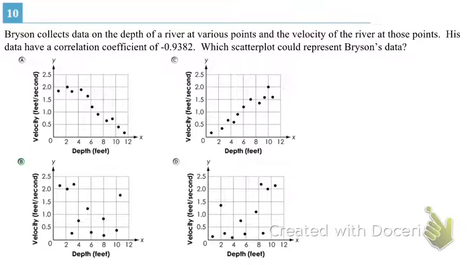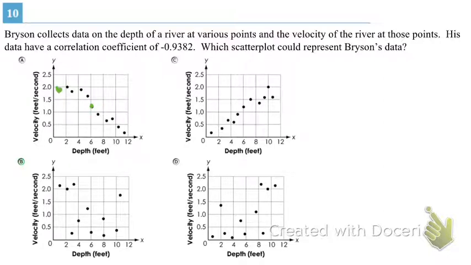So here it says Bryson collects data on the depth of the river at various points and the velocity of the river at those points. So if you look at one of these, it's telling us this point right here, the depth is like 1 and the velocity of the river is like 1.8. And then he looked over here at the depth of 6, the velocity is 1.2.